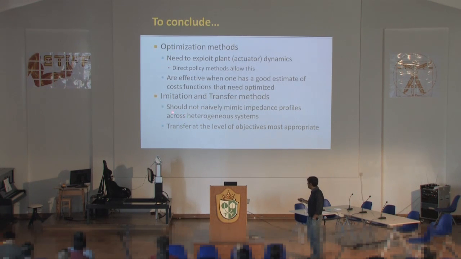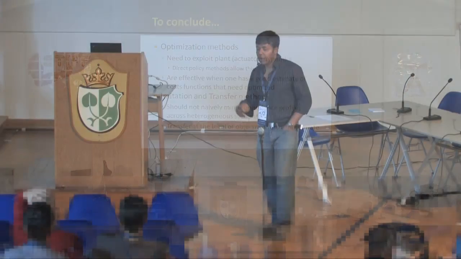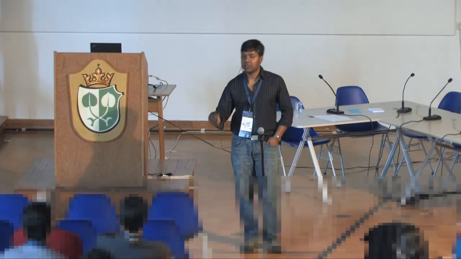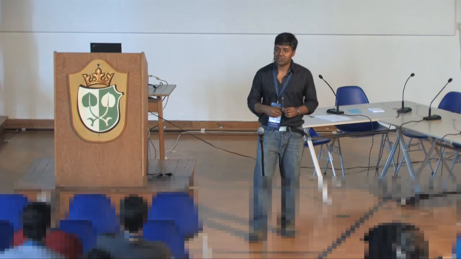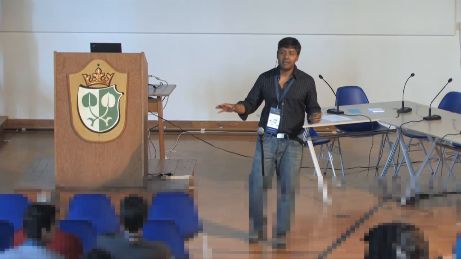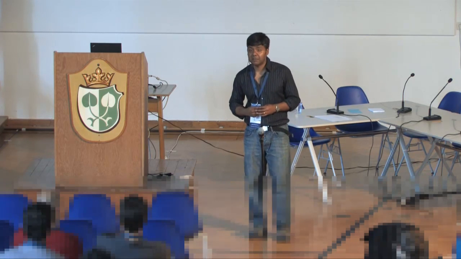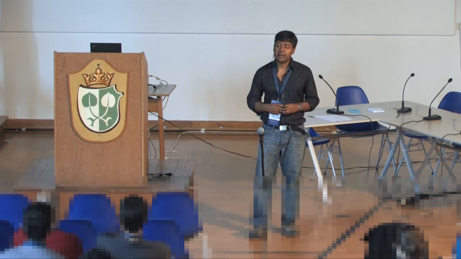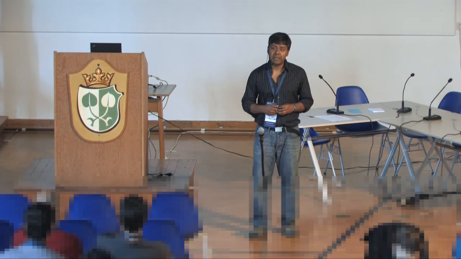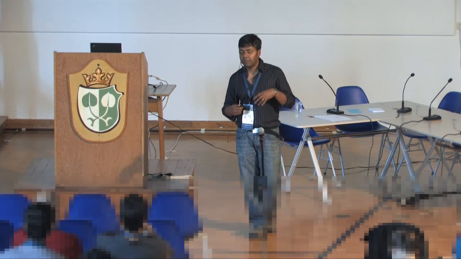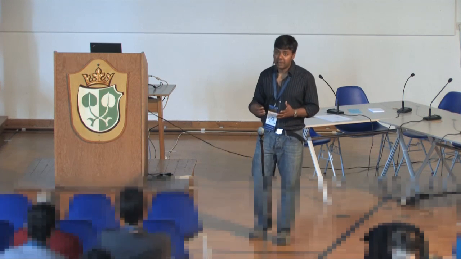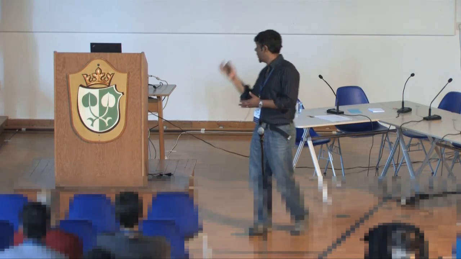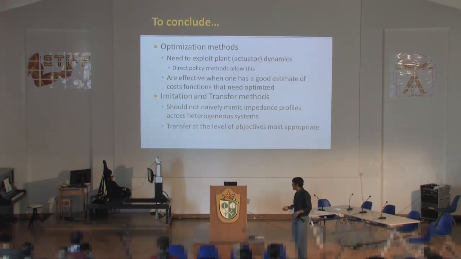And indeed, the key message here is that one should not naively mimic impedance profiles across heterogeneous systems. So you should not say, when humans walk, we walk with a certain pattern of impedance modulation, maybe we should just mimic that on any robotic system. It makes sense when the system matches the biomimetics much more closely, but you don't have to guess. You can use this framework for figuring out whether that's the right thing to do or not.